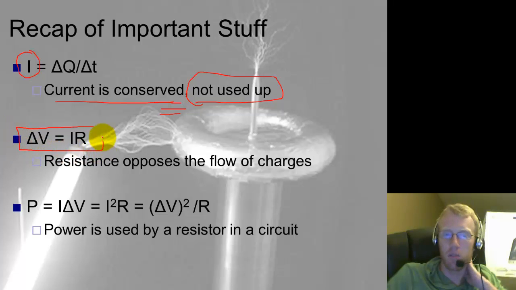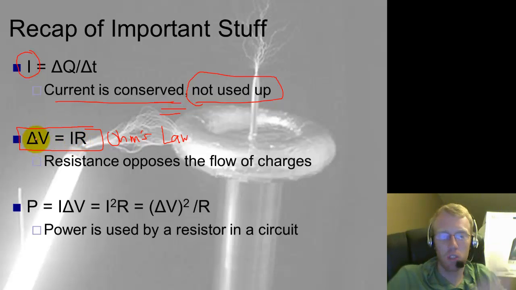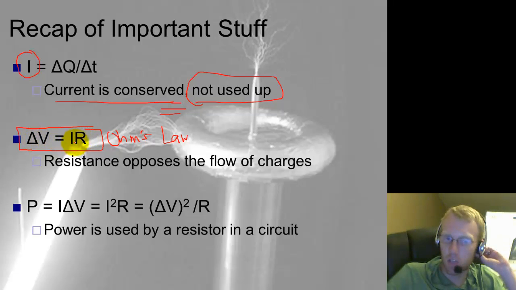The other thing is the voltage equals current times resistance. This is Ohm's law. You should probably remember the name because it's referred to a lot. Ohms are the units of resistance, which is the R variable. And delta V is proportional to the energy change, remember? So it takes energy to travel through a resistor. And delta V equals IR. The resistance opposes the flow of charge.